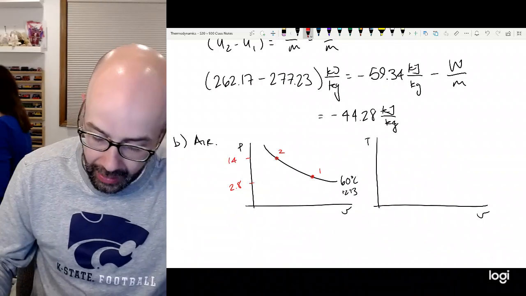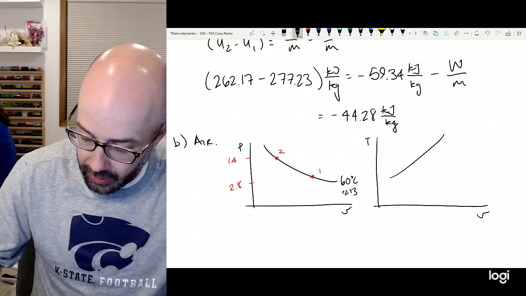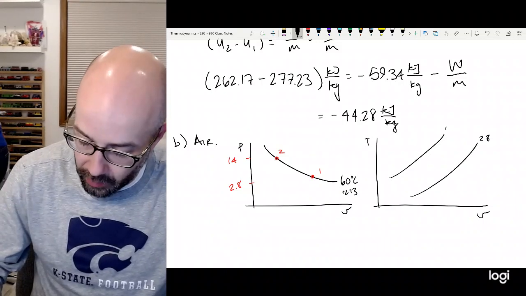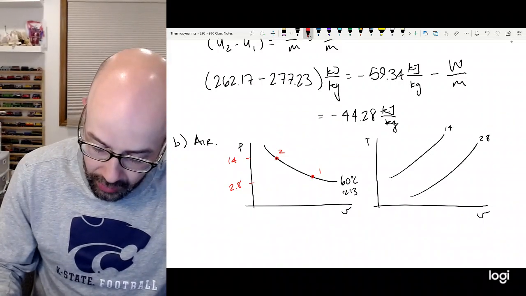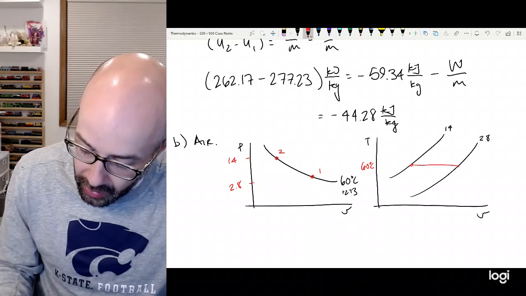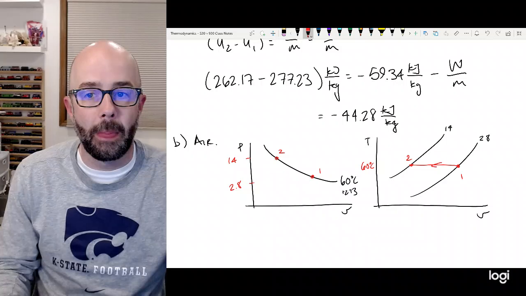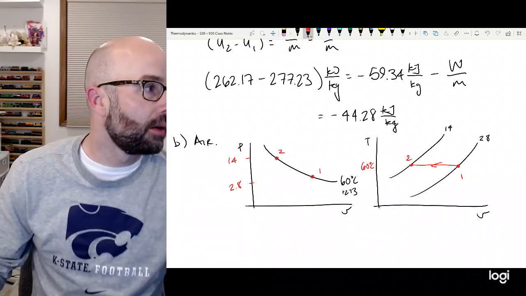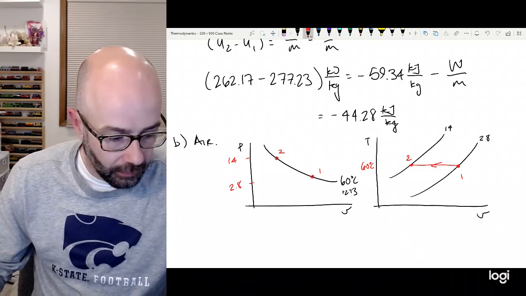14. And then on our TV diagram, we're going to have two lines of constant pressure. Here's going to be our line of 2.8 and our line of 14. And we are going to have a constant temperature here of 60 degrees Celsius. And we're going to go across here, from 1 to 2. So no vapor dome that we have to deal with there, but that is what we're dealing with when we're trying to find these answers.